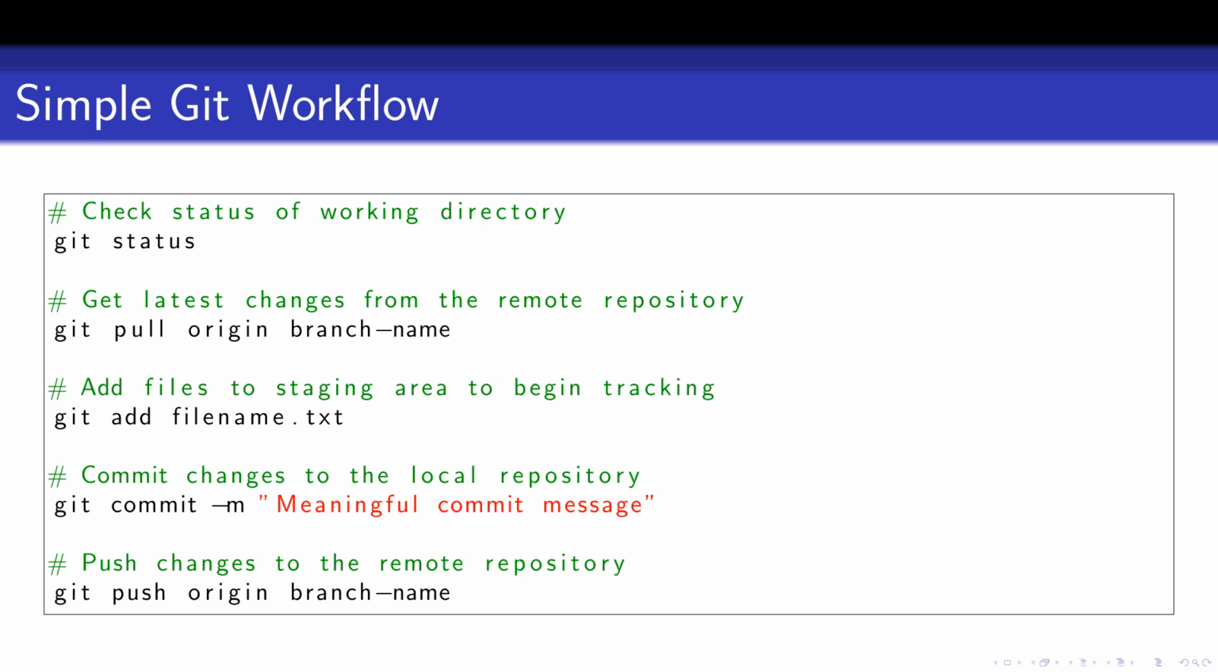A simple Git workflow involves checking file statuses with git status, pulling the latest changes, staging files with git add, committing them with meaningful messages, and pushing updates to the remote repository. This process keeps your work organized and synchronized across both the local and remote repositories.